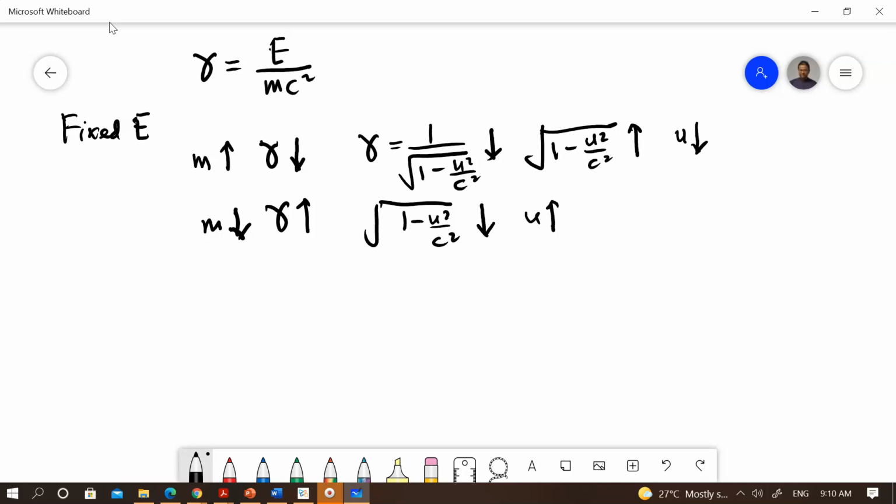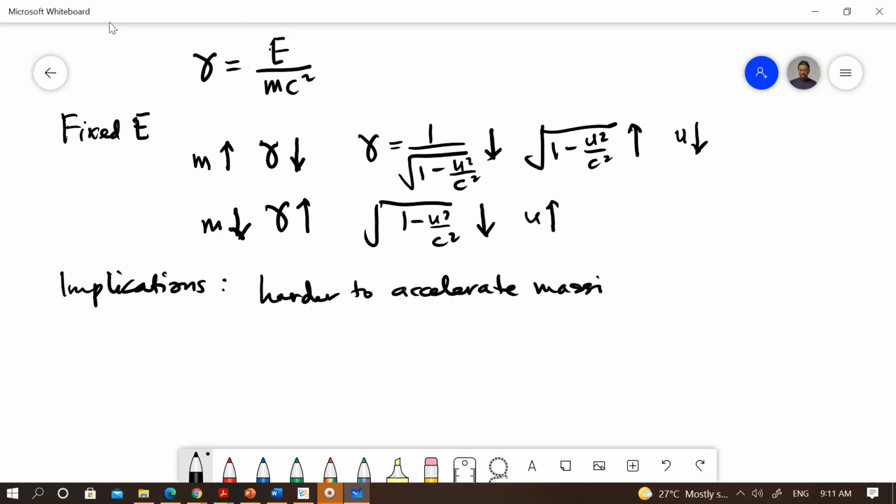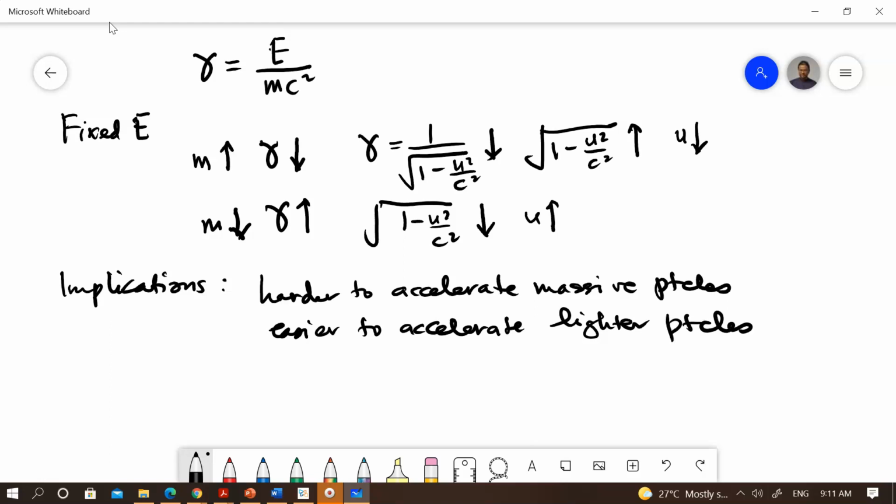So the implication here is, let me write this properly, it's harder to accelerate massive particles, and it's easier to accelerate lighter particles. This is something we can actually observe from the point of view of the acceleration of particles in particle accelerators. So let me go back to the notes.